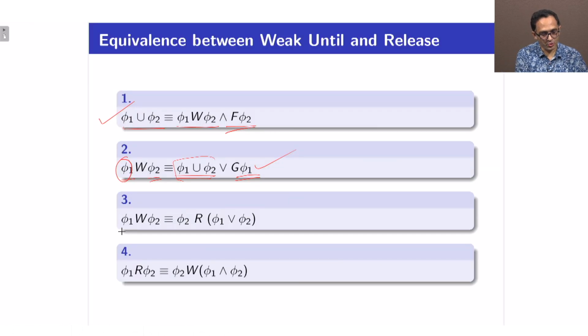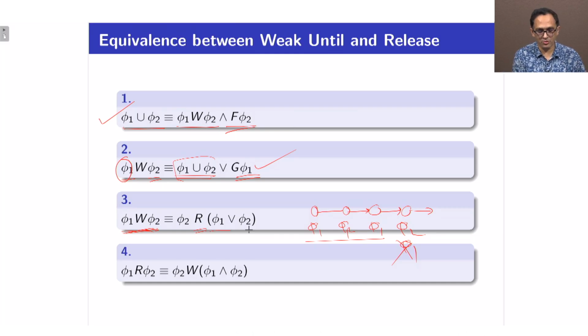Similarly, I can write weak until using release. So I am saying phi 1 weak until phi 2 means phi 2 releases phi 1 or phi 2. Why phi 1 or phi 2? Because in this case you have the scenario where phi 1 weak until phi 2 means phi 1 is holding, phi 1, phi 1, phi 1, and then some state says phi 2. But phi 2, that means phi 2 is releasing phi 1, but in that case you should also have phi 1 holds, but this is not the case. This is not necessary for weak until.